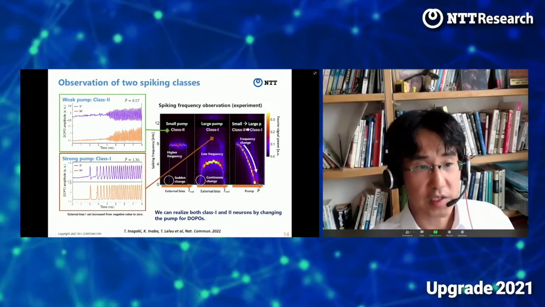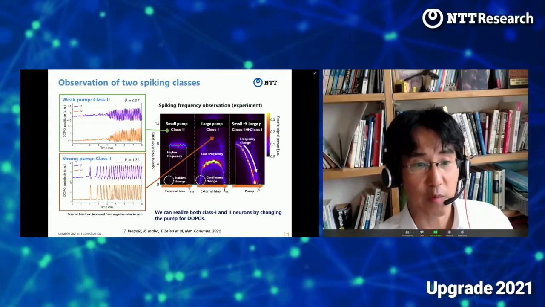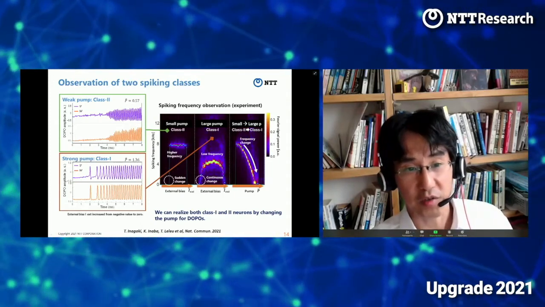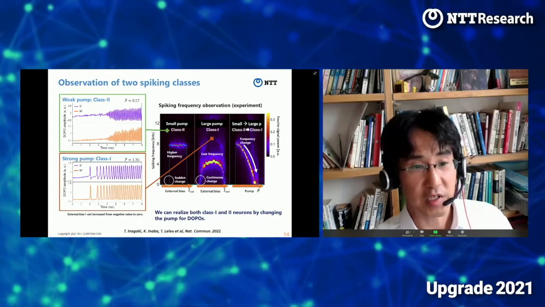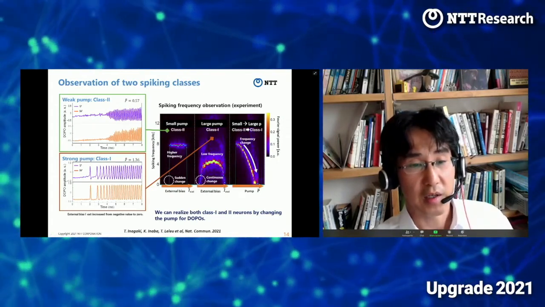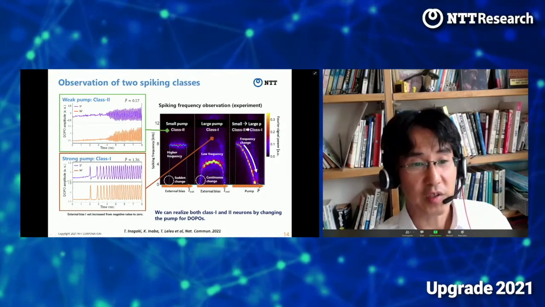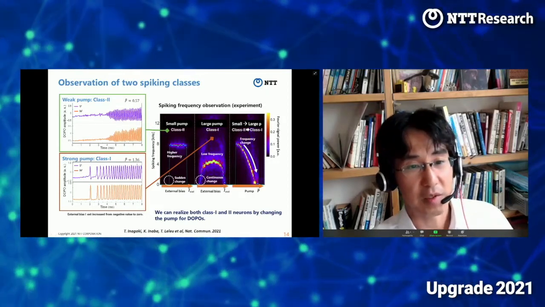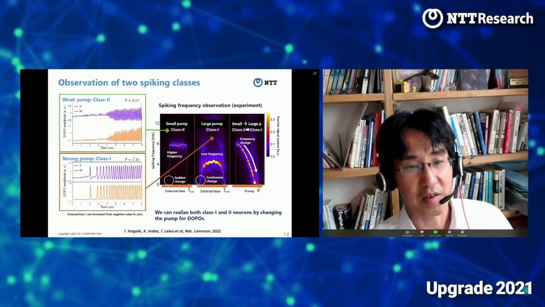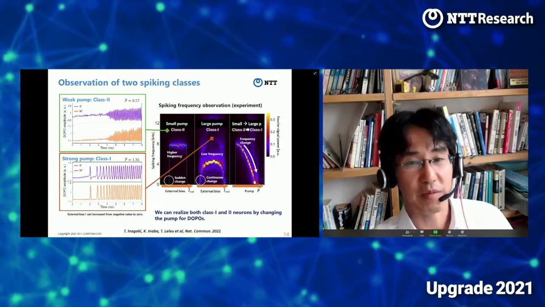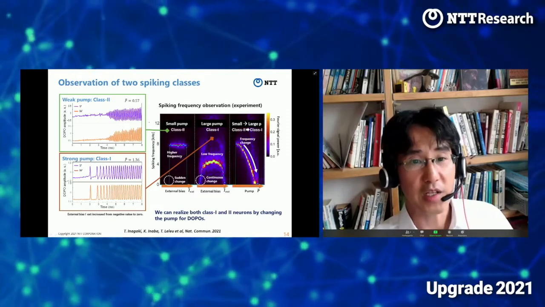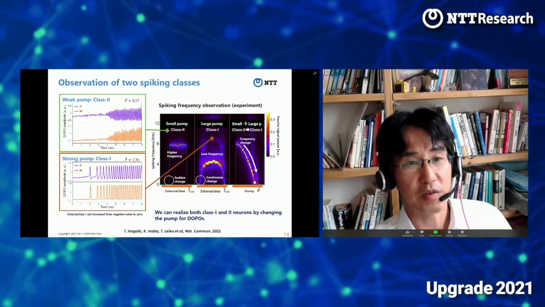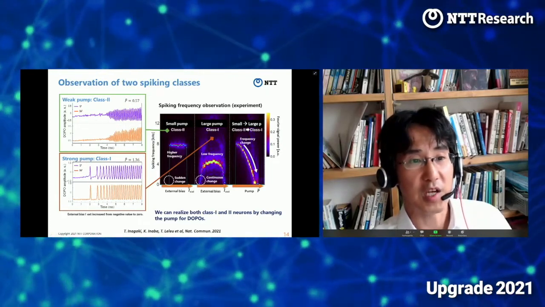This type of class 1 neuron was obtained when we pump the DOPO strongly. The previous result was obtained with the normalized pump amplitude, where P equal to 1 corresponds to the oscillation threshold, set at larger than 1. When P was larger than 1, we observed class 1 type behavior. On the other hand, when we use a relatively small pump, for example P equal to 0.6, we observe this kind of behavior.